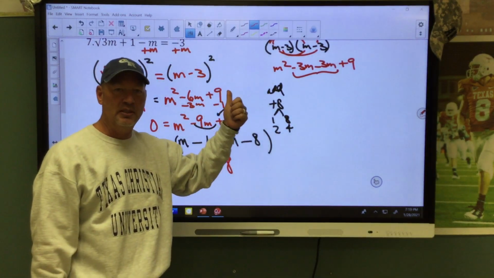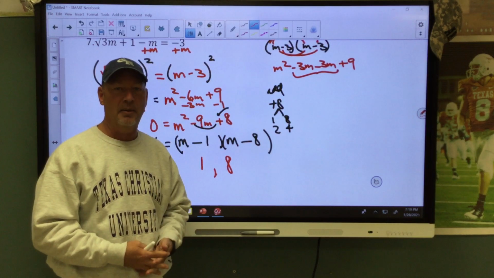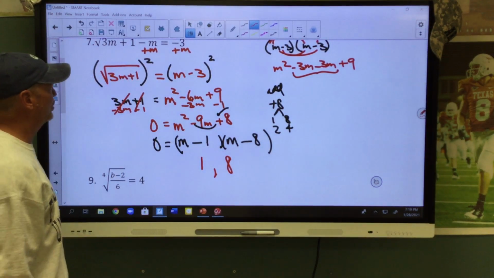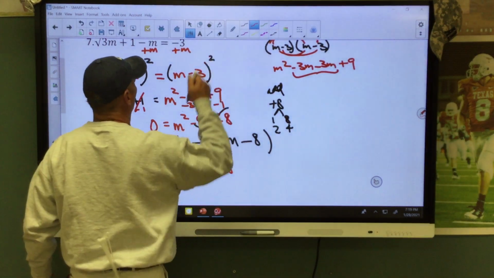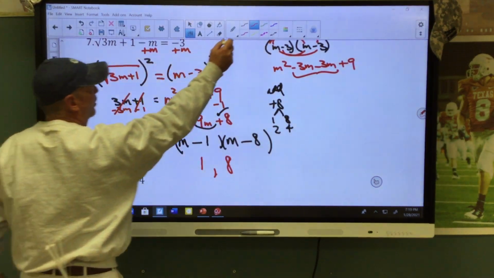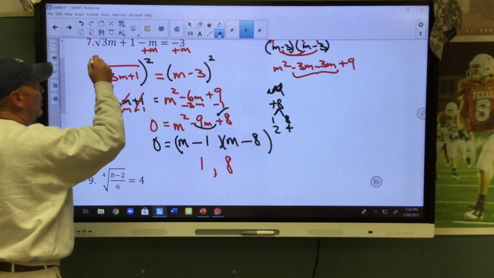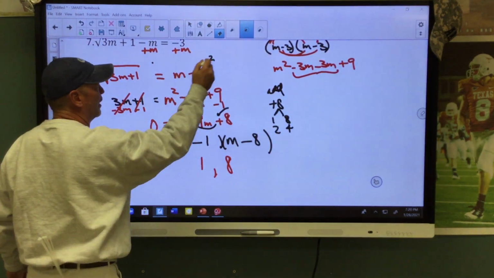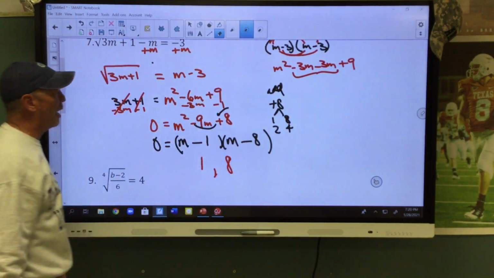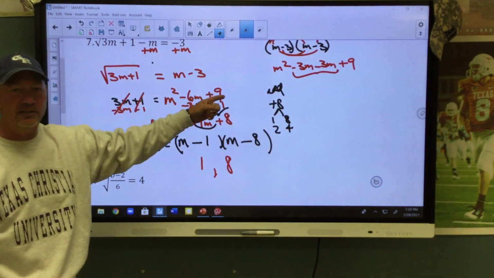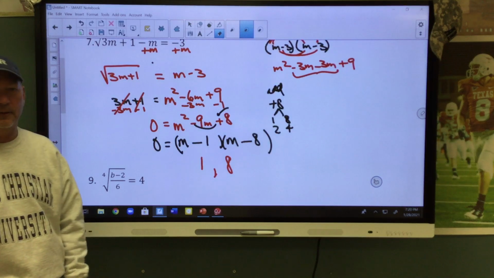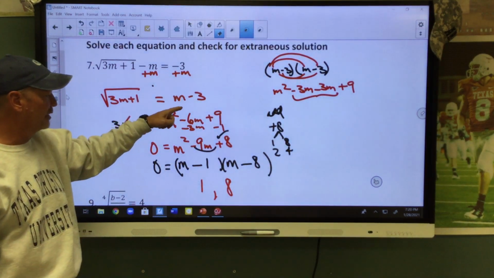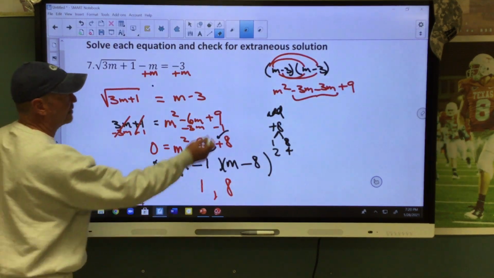I need to substitute these in to see if they make true statements, to see if I have an extraneous solution. My suggestion is you go to right here, up here where we had the original problem, before we squared. Now you can go to the original problem, but I like to go here. I like to substitute right there before we squared, okay? Right after we move the m to the other side, I like to substitute here.